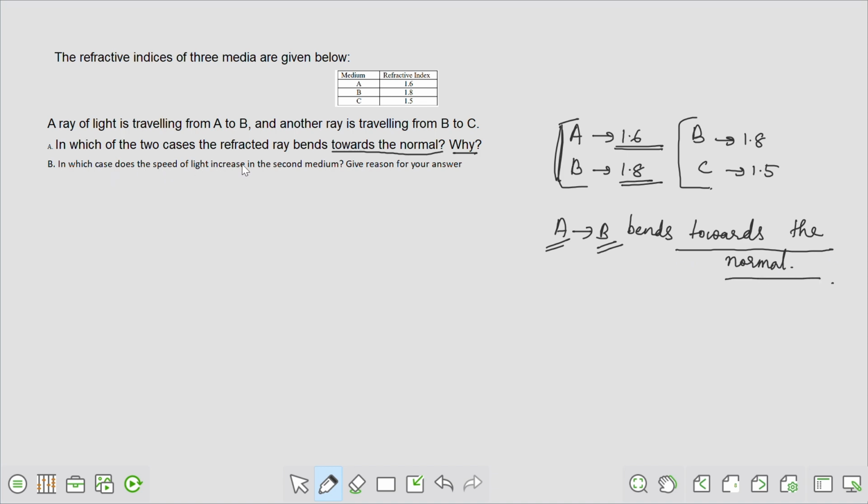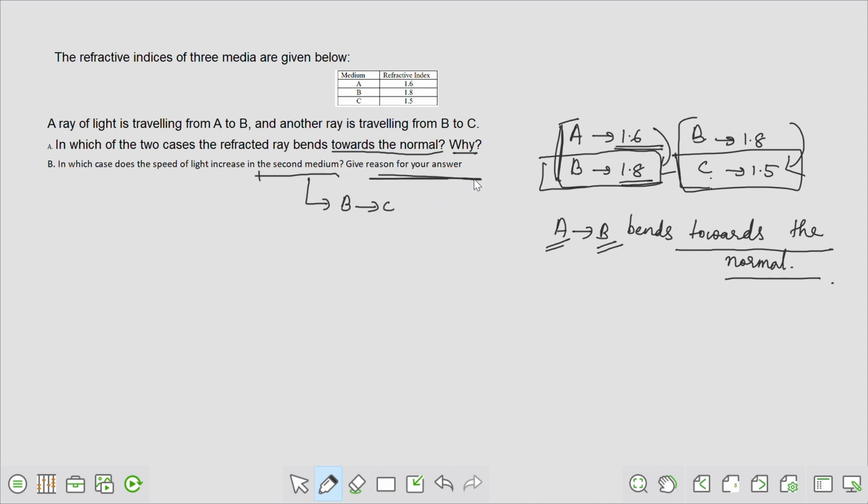In which case does the speed of light increase in the second medium? So again, A to B, B to C. In which case do you think the speed of light will increase? Here light is entering from A to B. Here light is entering from B to C. So in the second medium, in which one do you think the speed of light is more? Here the second medium is B. Here the second medium is C. So in which case does the speed of light increase, from A to B or from B to C? Absolutely. The answer is B to C.